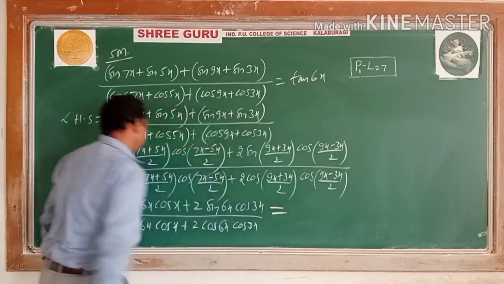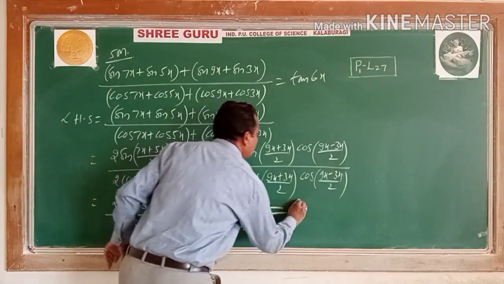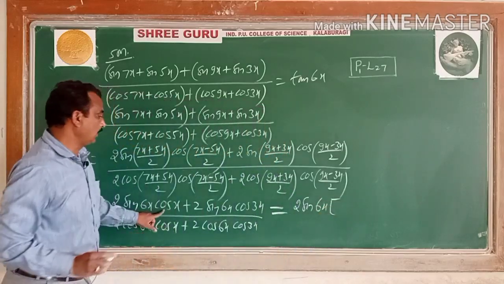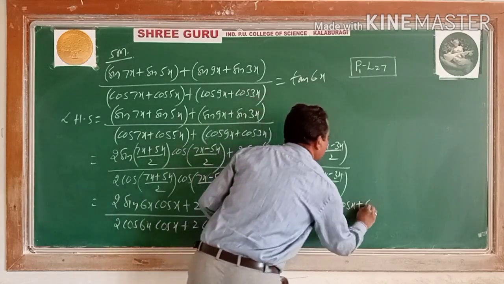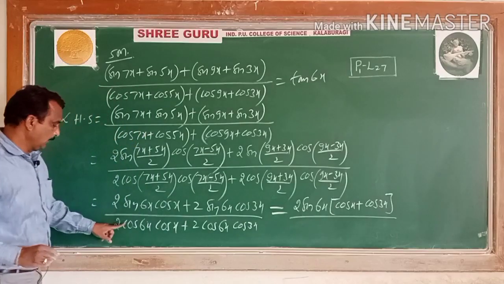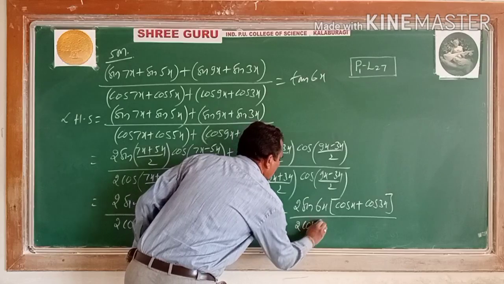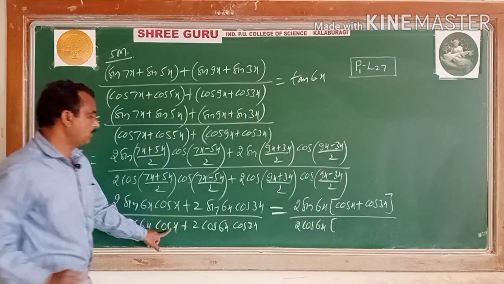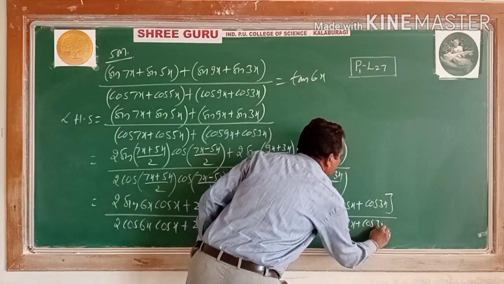What is the common term in the numerator? Is it 2 sin 6x common here? Taking 2 sin 6x common, write down the remaining terms: cos x plus cos 3x. Divided by, in the denominator, 2 cos 6x common here. What is the remaining term? Cos x plus cos 3x.